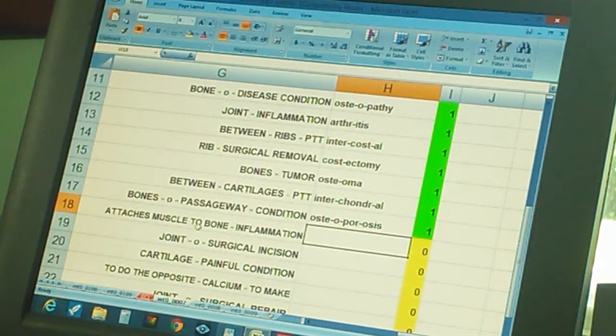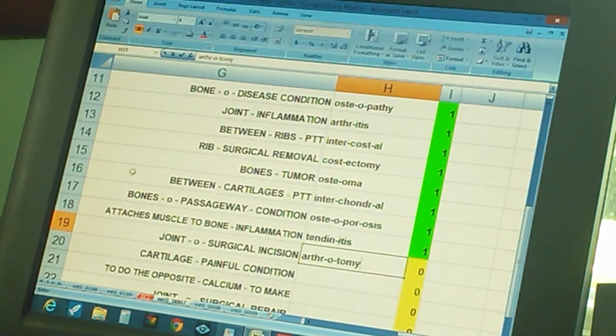Attaches muscle to bone, inflammation. Tendinitis. Joint or surgical incision. Arthrotomy. Cartilage, painful condition. Chondralgia.